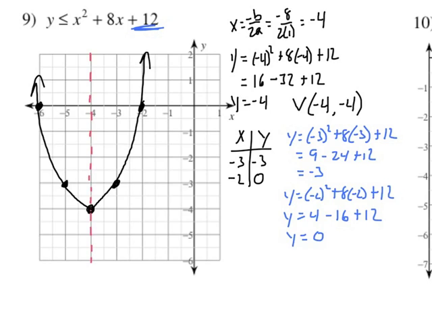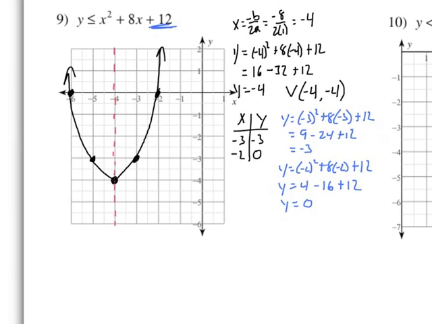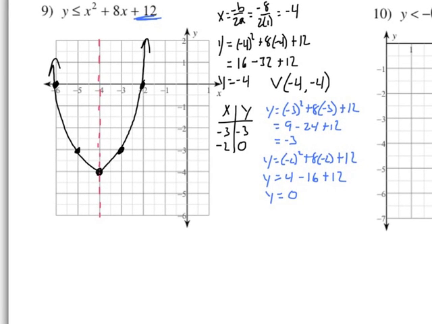All right, well next we need to go and find out where to shade. So in determining where to shade, we need to go ahead and find a test point. It sure can be 0, 0. 0, 0 sits right here, definitely outside the parabola. So let's test it.